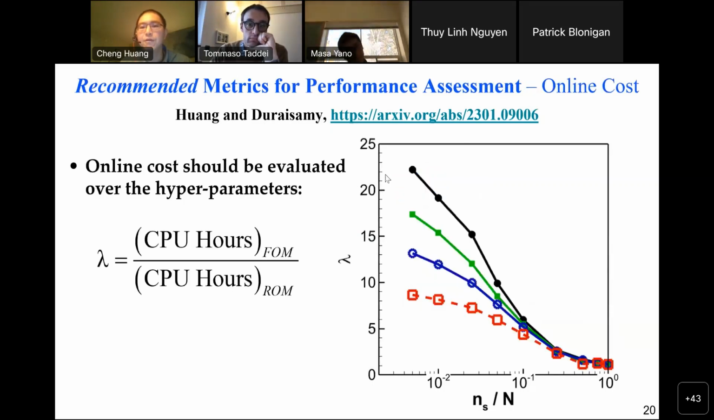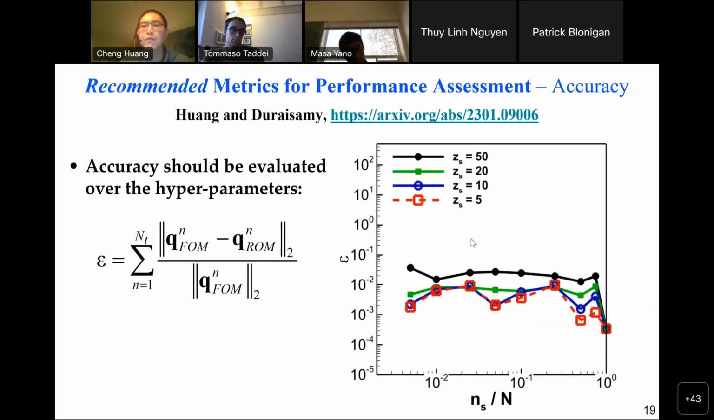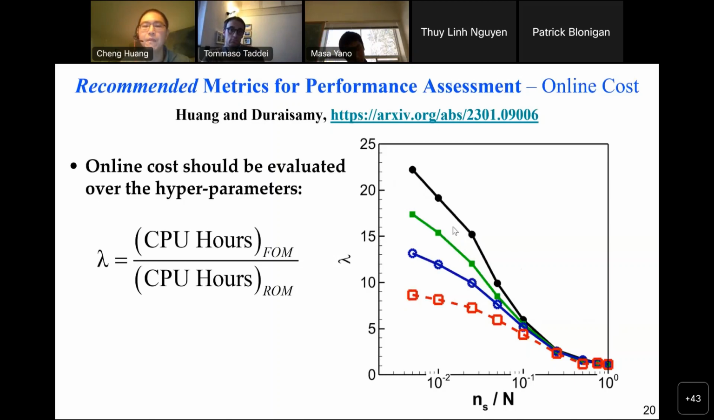So yeah, you can see that sometimes if you choose not to update your sampling points, you get more efficiency gain, but you also lose accuracy. So there will always be some compromises there. So this is the online cost.